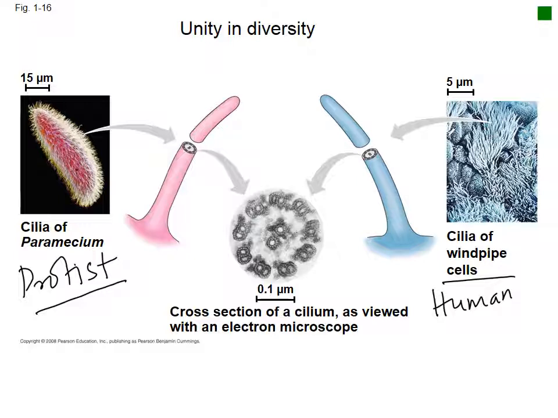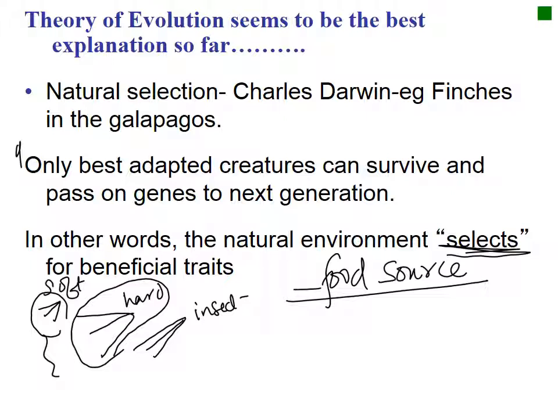Still. Okay, and here the explanation is there is a cilia of a protist, and this is protist. There is a cilia of a protist and cilia of windpipe cells of humans. You make a cross section of that and then you see the underlying structure is exactly the same for both of them. So you do have some commonality. Your cells have commonality with a protist. Do you see that? Okay.